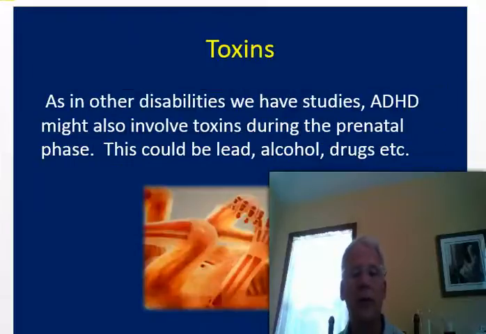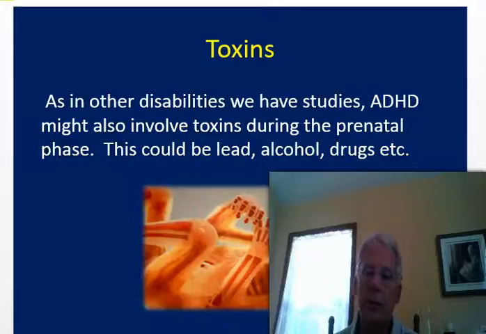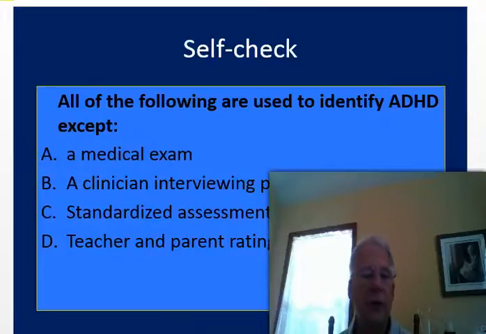heredity and genetics. Toxins, as we mentioned before, can also affect a person in a way that causes them to have ADHD. So lead, alcohol, drugs are possible causes for ADHD.